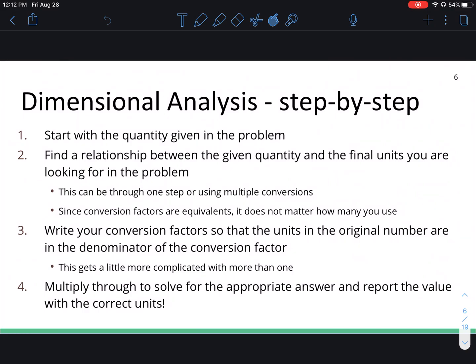All right, for those who like a step-by-step or written out guide for dimensional analysis, here it is. I'll let you pause the video and read this on your own. When you're ready for more, press play.